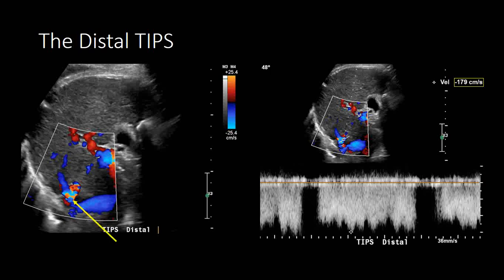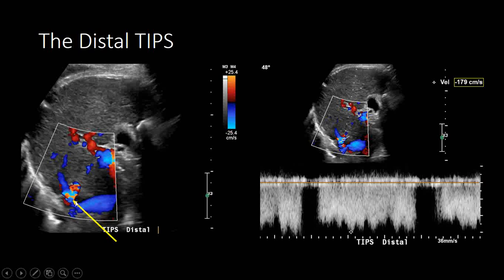Okay? In this same patient, we see that they were probably having trouble getting a good spectral wave and good grayscale or color visualization of that distal tips. So we see here some aliasing in the region of the distal tips where it joins with the IVC.